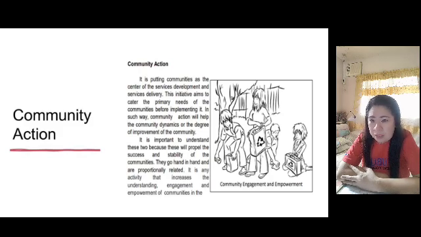It is any activity that increases the understanding, engagement, and empowerment of the communities. Diba? From the word itself, community action. Tayo yung gagawa ng mga dapat nating itulong para sa ating komunidad, yung action natin towards the community. The other one that is said or explained a while ago is the community dynamics. Ito naman yung gusto natin na changes and development within the community.